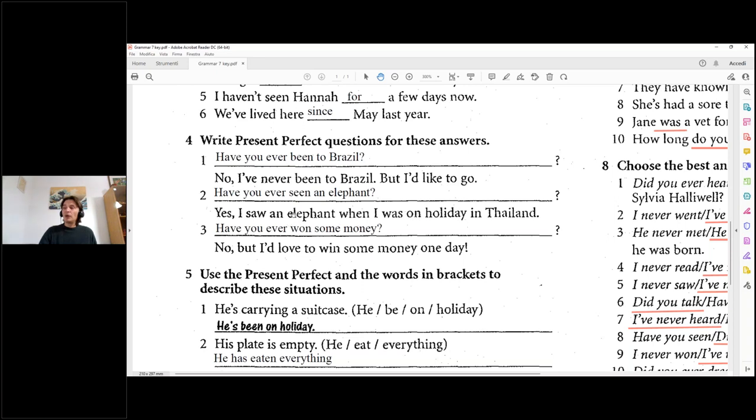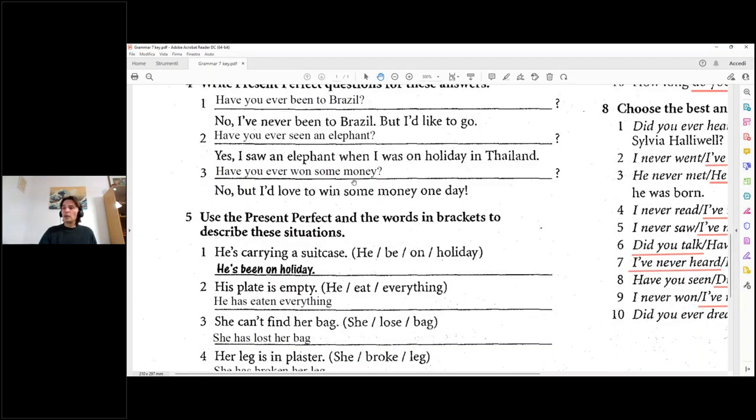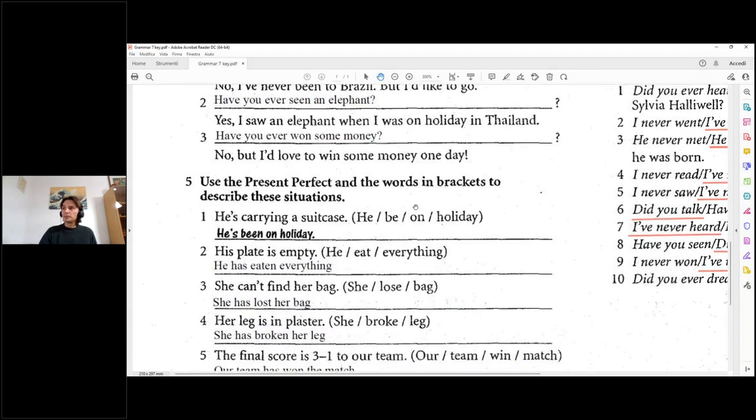Yes, I saw an elephant. Ecco qui, vedete. Hai mai visto un elefante? Sì, lo vidi quando ero in vacanza in Thailandia, because here you are giving me an exact time. It's a time adverb, right? So, yes, I saw an elephant when I was on holiday in Thailand. Have you ever won some money? No, but I'd love to win some money one day. Okay?